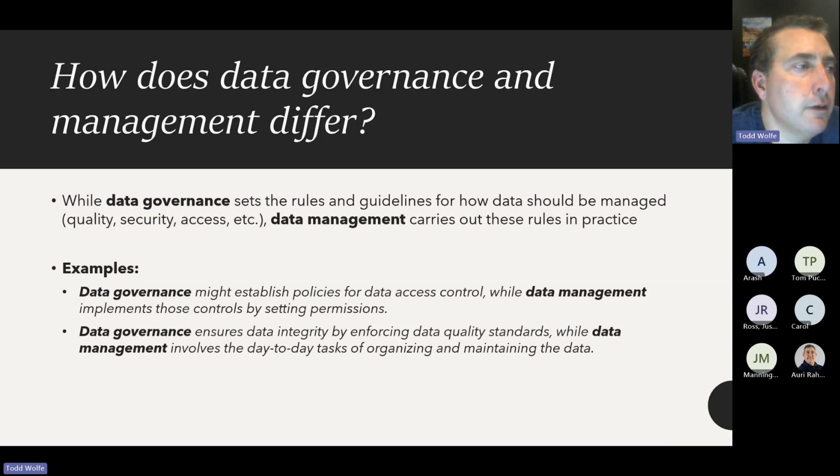So how does governance differ from the management aspects? Governance sets the rules and guidelines for how data should be managed. Data management carries out the rules in practice. Some examples: data governance might establish policies for data access control, while data management implements those controls by setting permissions. Data governance ensures data integrity by enforcing data quality standards, while data management involves the day-to-day tasks of organizing and maintaining the data.